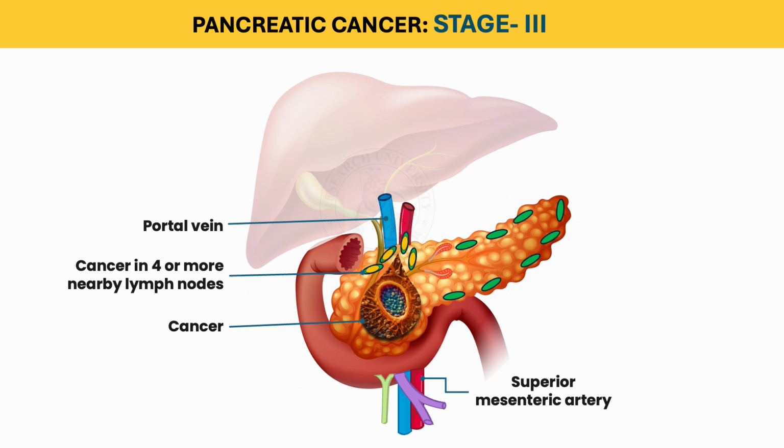At this stage, cancer is locally advanced and may be challenging to treat. But treatment options may include combinations of surgery, chemotherapy or radiation therapy aimed at controlling the cancer and managing the symptoms. However, the prognosis at stage 3 pancreatic cancer is typically poorer compared to the earlier stages, highlighting the importance of early detection and intervention.